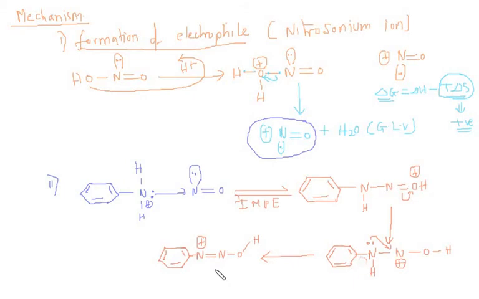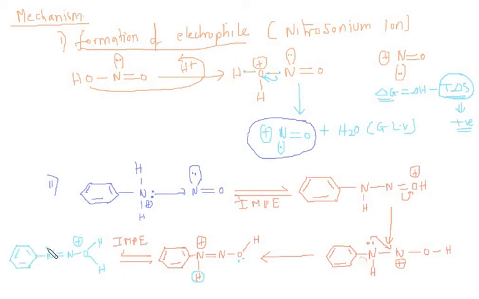Now this is the hydrogen. Once again a step takes place, which is called intramolecular proton exchange. This particular hydrogen is transferred to the oxygen. And then we have N double bond N OH and H. Oxygen gets a positive charge since it donates its lone pair.